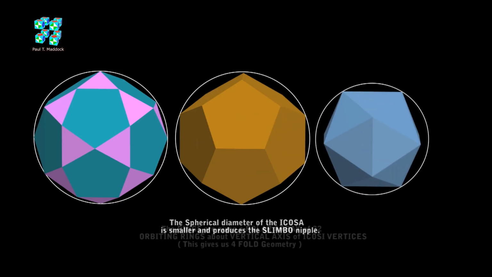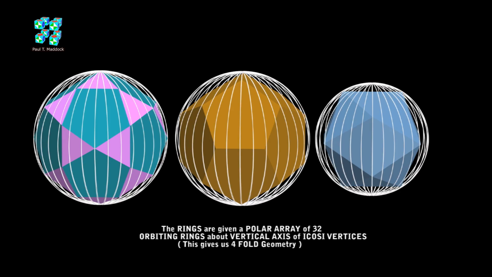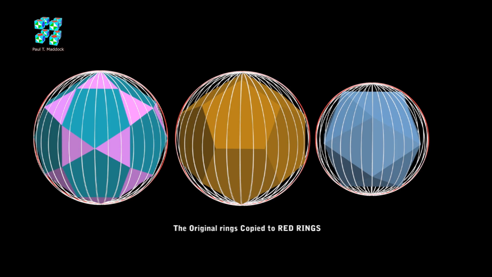Okay, the next step is to give them rings a polar array of 32. Now these 32 rings are basically orbiting rings about the vertical axis between the top and bottom vertices of the icosidodeca. This is very important for the fourfold stuff. Okay, the next step is to grab a copy of the original rings and turn them into red rings.